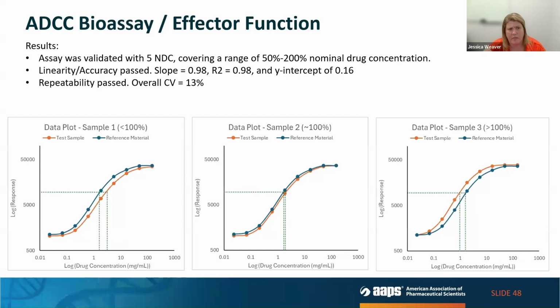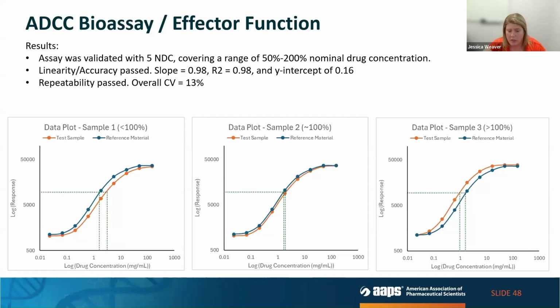This particular assay was validated once again at 5 NDC levels, covering a range of 50 to 200% nominal drug concentration. It passed linearity and accuracy with a slope of 0.98, and repeatability passed with an overall CV of less than 13.1, I believe was the exact number. Some of the representative data here also shows that increased drug concentration increases your signal, because more of the NFAT pathway is triggered, so you have a higher luciferase response. And likewise, if you have less drug, the response is lower.